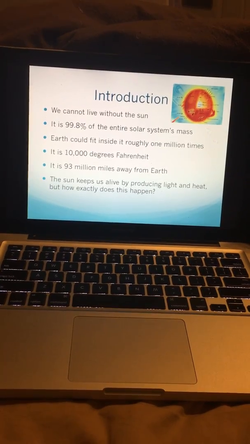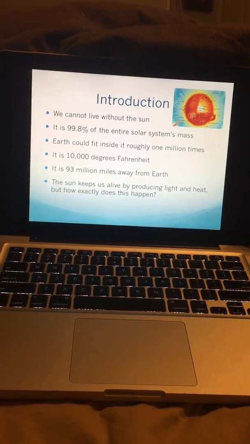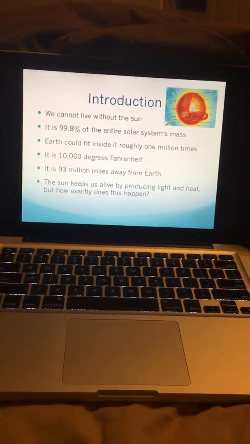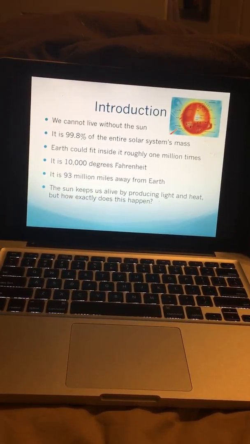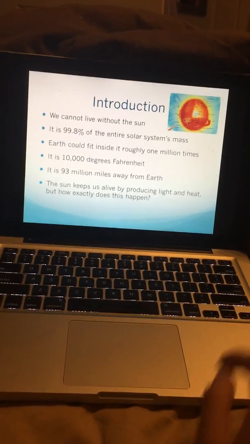The sun keeps us alive by producing this light and heat, but how exactly does this happen? This essay is a further look into the ways the sun is able to create enough heat and light to sustain human life.